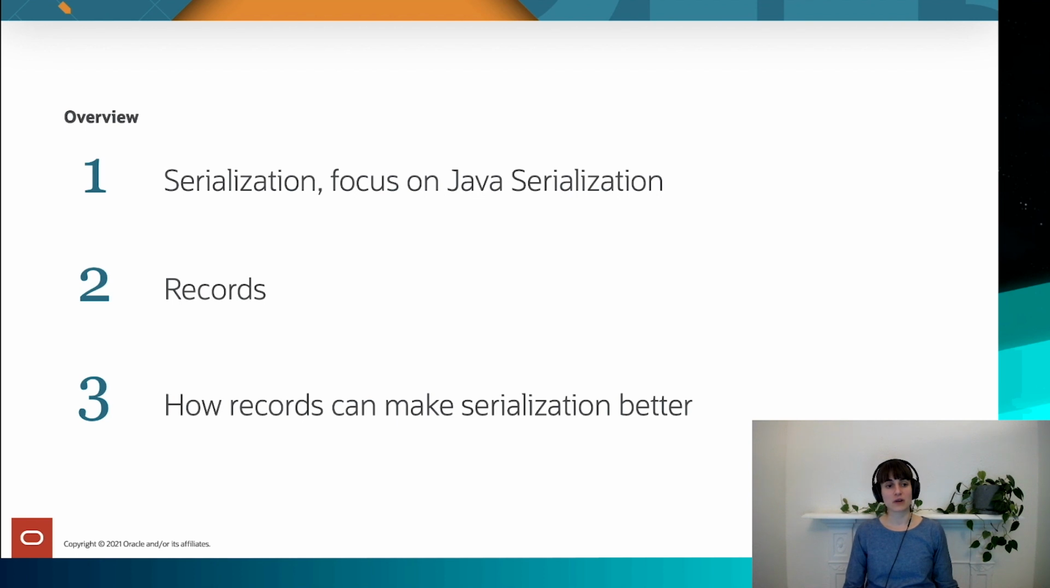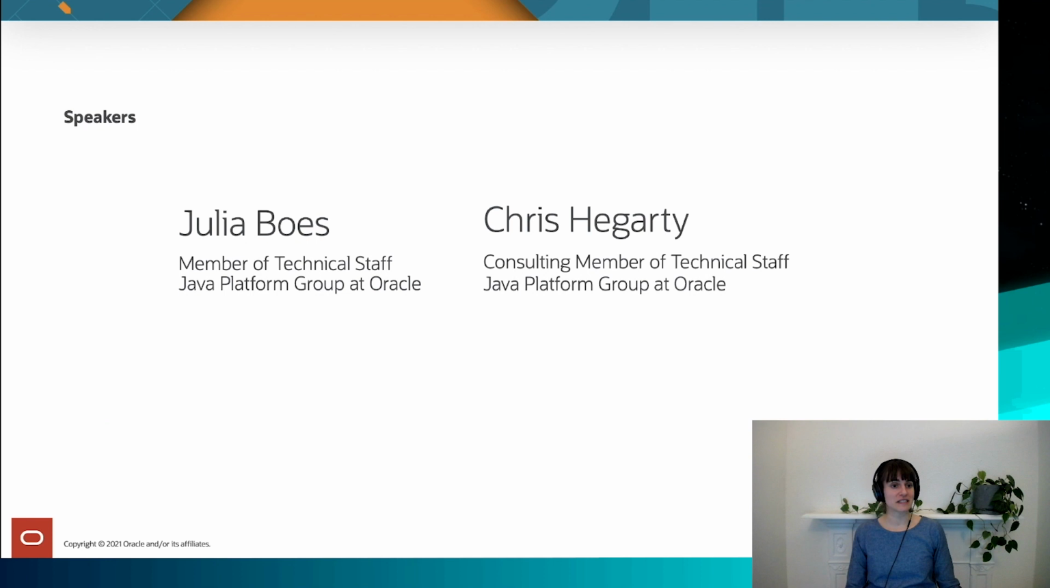In the second part, we look at records, why they were added to the JDK and what they bring to the platform. And then in the third part, we bring those 2 parts together to explore what advantages records have in the context of serialization. When I say we, I mean Chris and myself.